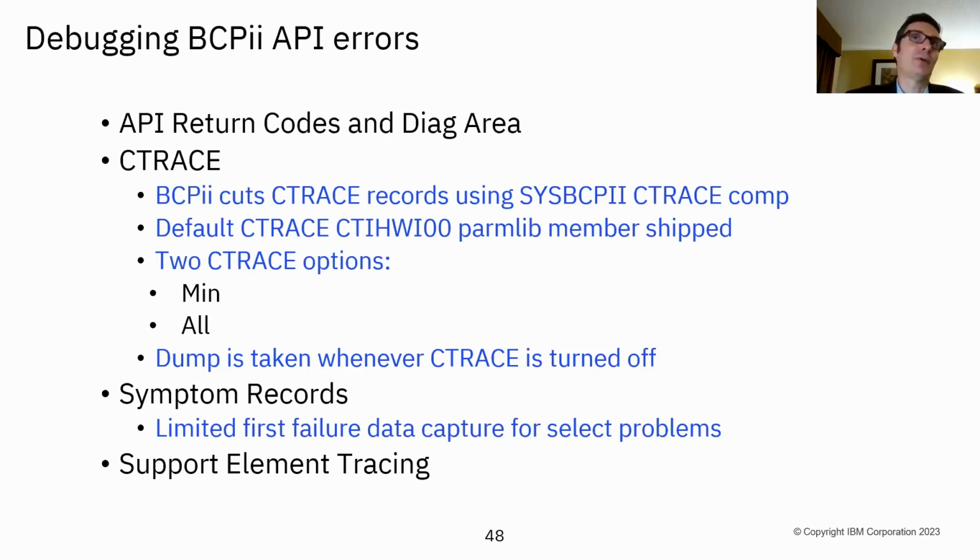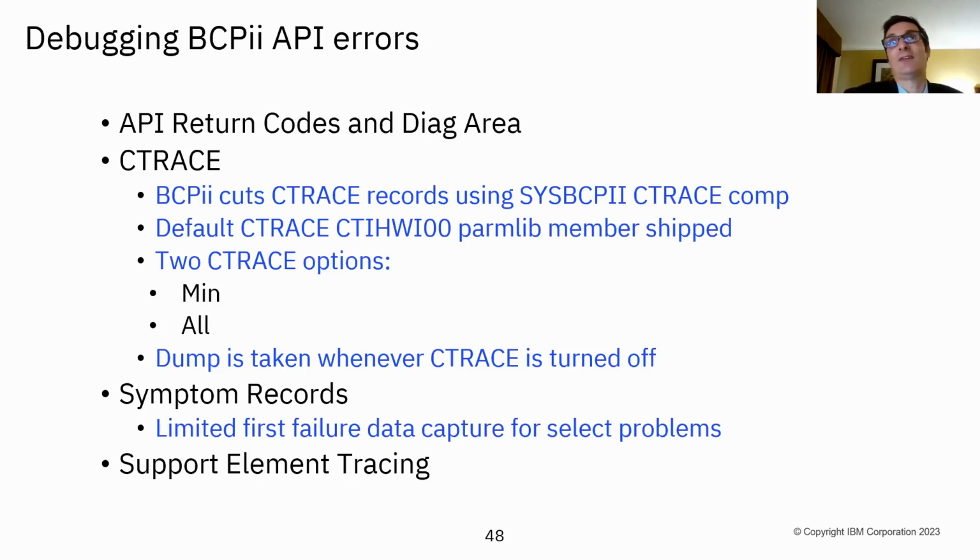From a system programmer perspective, you can turn C trace on for additional C tracing. There is some minimal C tracing that is always captured. If you turn C trace off, for example, or you take a dump of the address space with C trace turned on, it will automatically have those C trace records in the dump, which can then be viewed by either IBM or even by the local sysprog. There are system records that are also cut, and support element tracing.